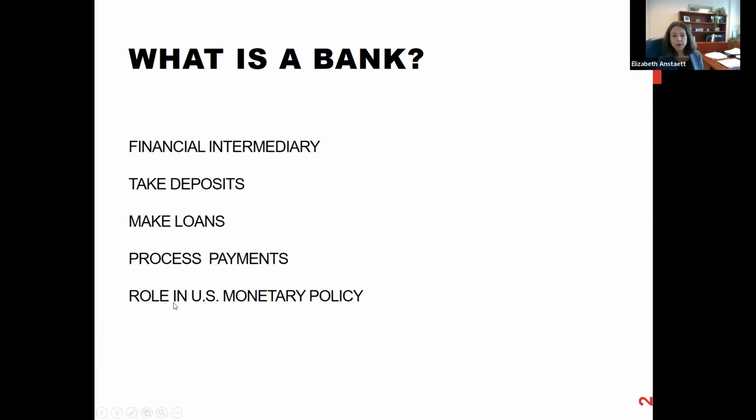So, as we talked about in Module 1, a bank is a financial intermediary. Its key feature is taking deposits, although banks also make loans and they process payments. And as we also discussed in Module 1, they have a large role in the monetary policy of the United States.